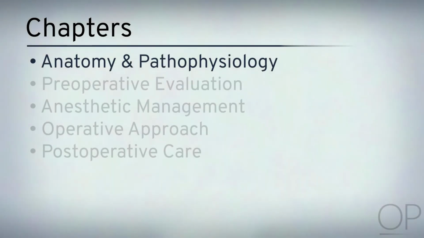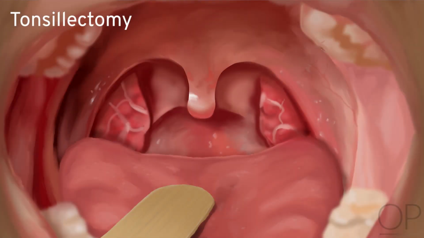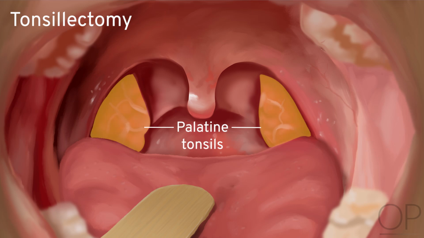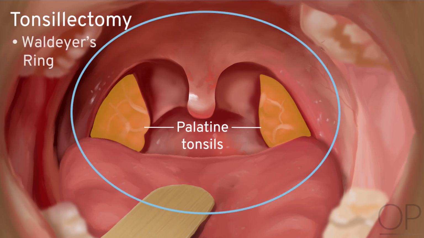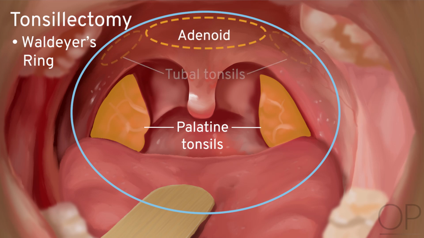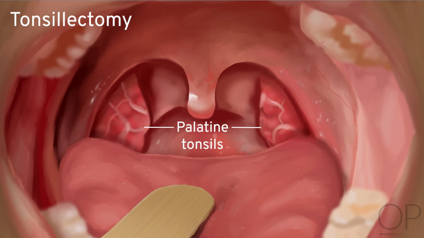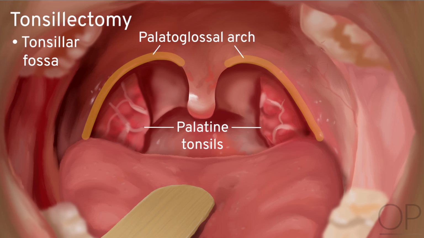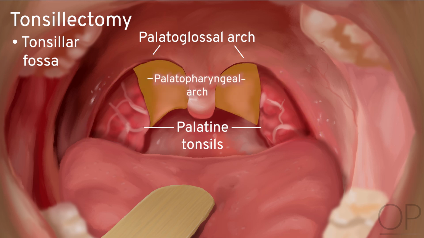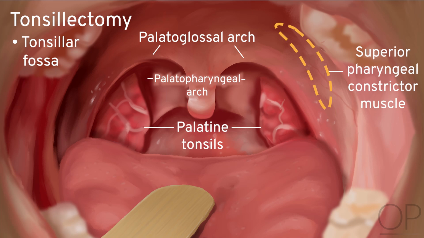Anatomy and pathophysiology. Tonsillectomy involves the surgical removal of the palatine tonsils, which are lymphatic tissue located in Waldeyer's ring in the lateral pharyngeal wall of the oropharynx. Other structures contained in this ring include the adenoid tonsil, tubal tonsils, and lingual tonsil, but those are not typically removed in a standard tonsillectomy. The palatine tonsils are separated from surrounding musculature by a fibrous capsule and are located in the tonsillar fossa, which is defined by the palatoglossal arch anteriorly, the palatopharyngeal arch posteriorly, and the superior pharyngeal constrictor muscle laterally.